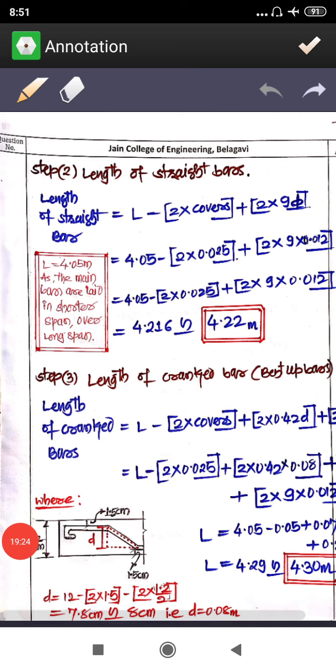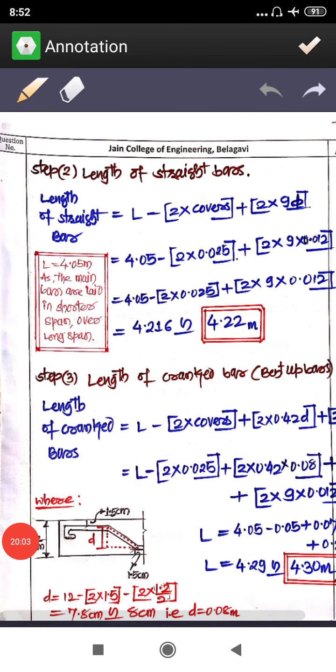Now for that D, 12 centimeter is the overall depth minus the 2 covers, 1.5 centimeter is the cover at top and bottom. Then you deduct the half of dia on both sides, half of this side and half of this side, so that is 2 into 1.2 by 2, where 1.2 is the dia of the bar. So you will get 7.8. I have rounded it up to 8 centimeters, so it is going to be 0.08 meters.